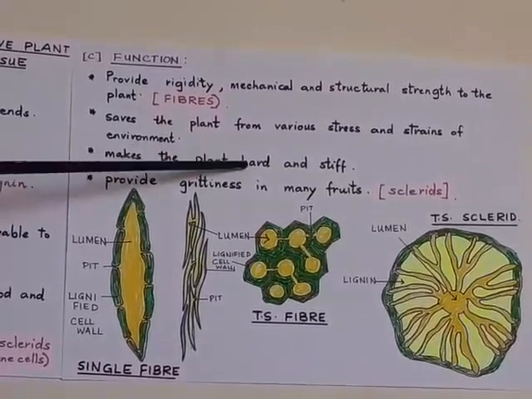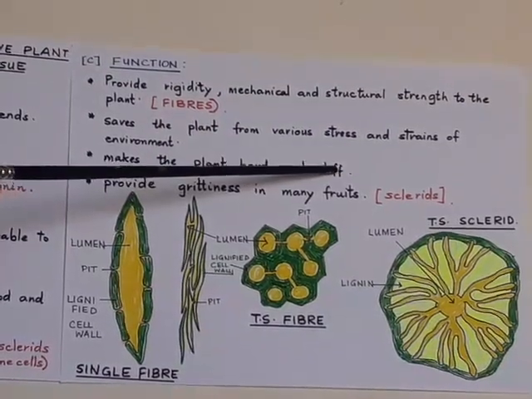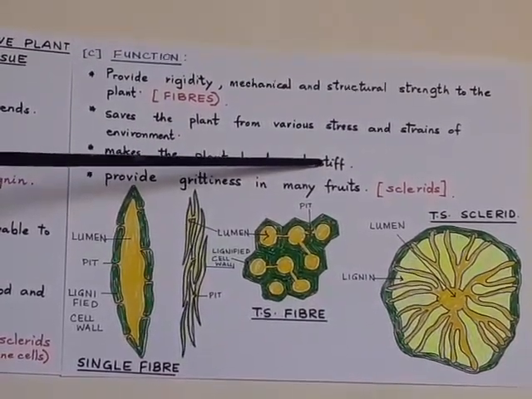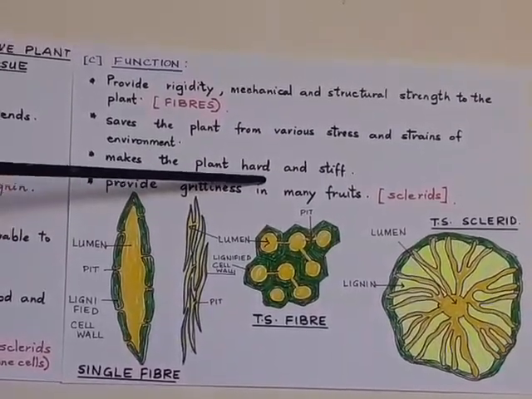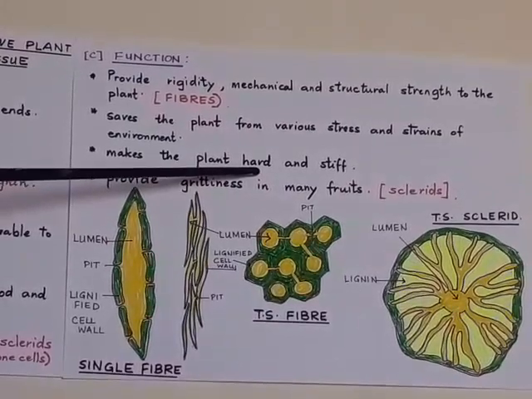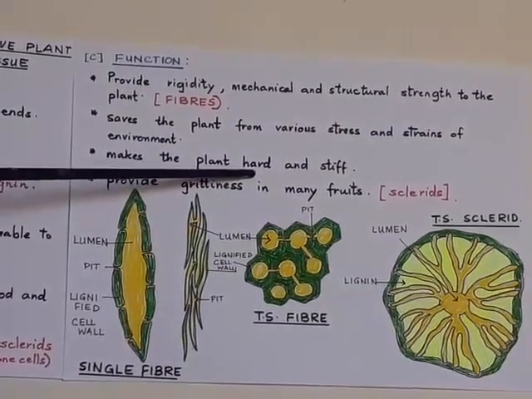It makes the plant hard and stiff. If you see the trees, can you bend the trees? No. Why? Because of the bark which is made up of sclerenchymatous tissue. Fine. Even the stem, in a stem part.